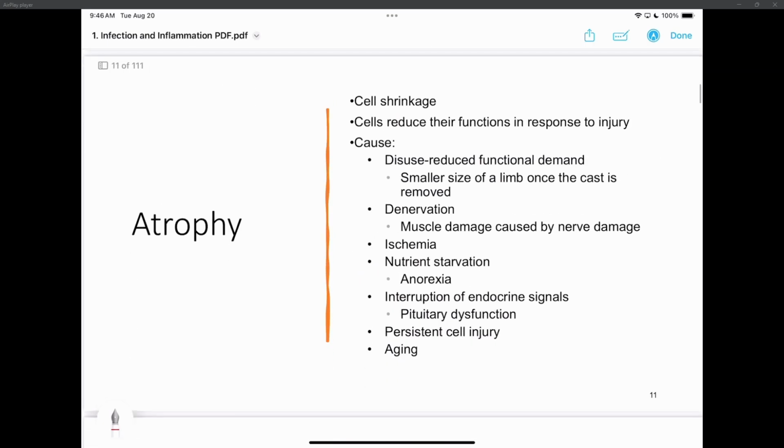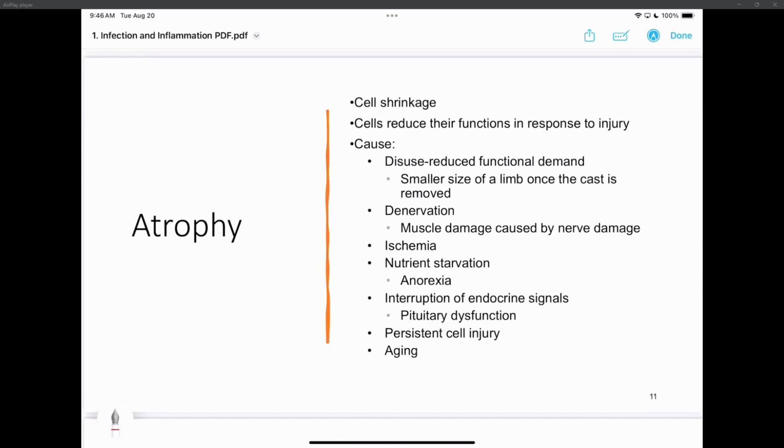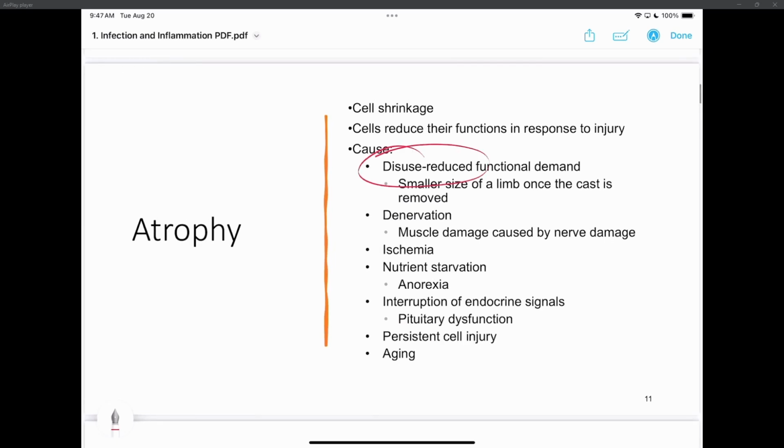So atrophy, cell shrinkage, is reduced function in response to injury. Causes: disuse or reduced functional demand. Have you ever had a cast on your arm or leg, and then you take it off? That muscle has gotten smaller than the other side because it was disused, there was no function with it. You lose muscle mass. Denervation: remember, your muscles will not contract without a nerve impulse. So if you cut the nerve to those muscles, that muscle will never contract again. The muscle's not being used, it's going to wither away.